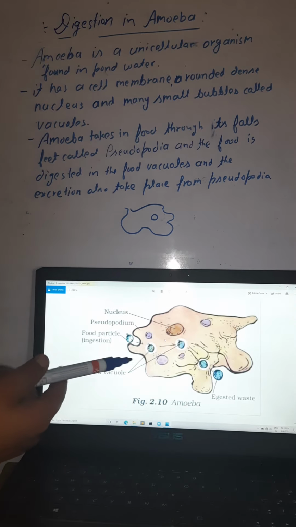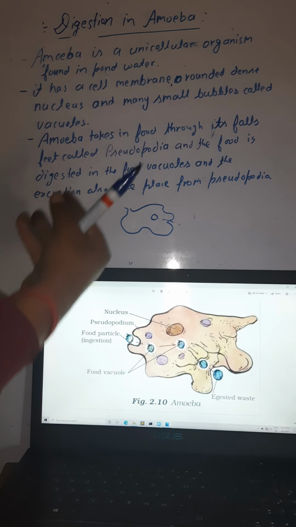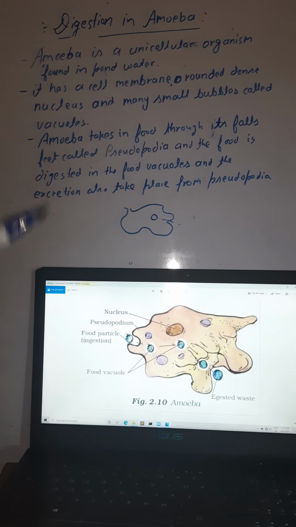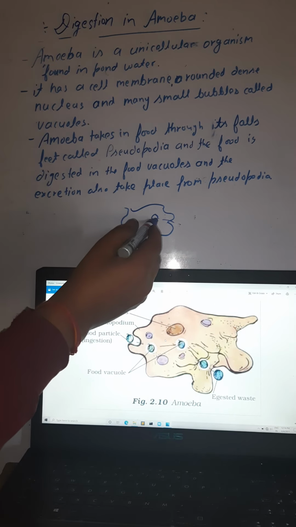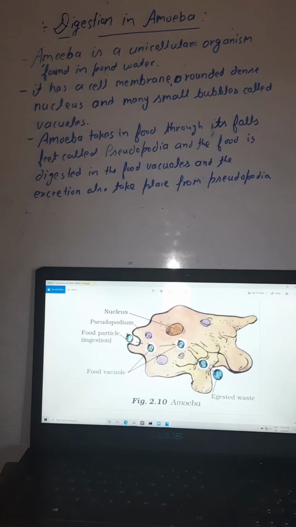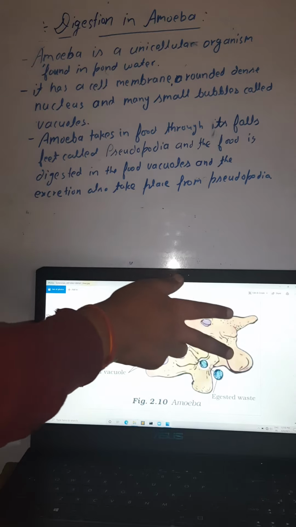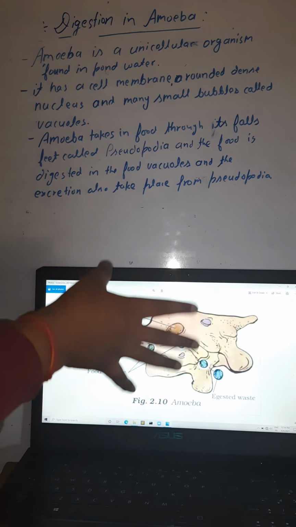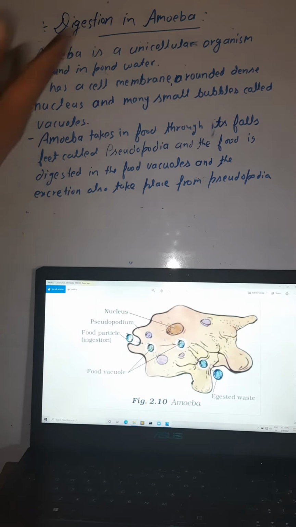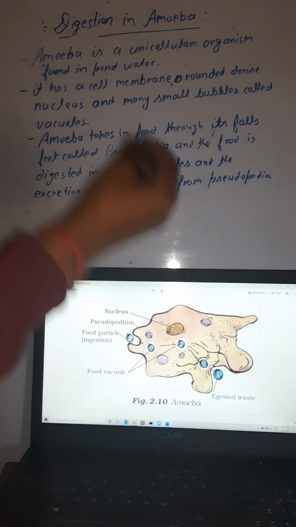When the complete digestion takes place, the excretion also takes place from the same pseudopodia. When the food is completely digested, the undigested food also has to be excreted. So the excretion takes place through the pseudopodia. So ingestion as well as egestion takes place from the pseudopodia, the false feet of amoeba, through which it takes in and excretes the food.